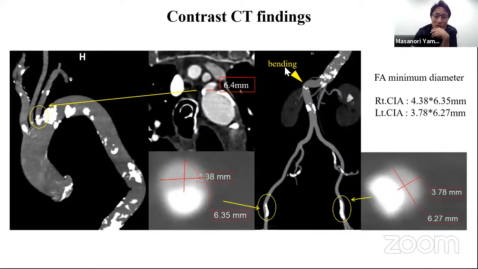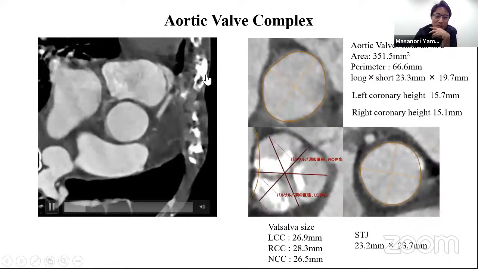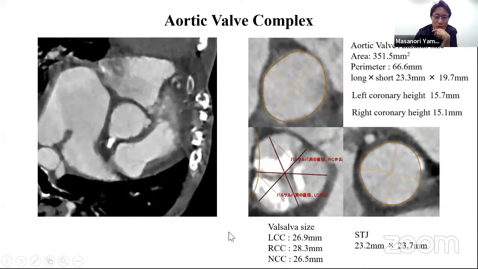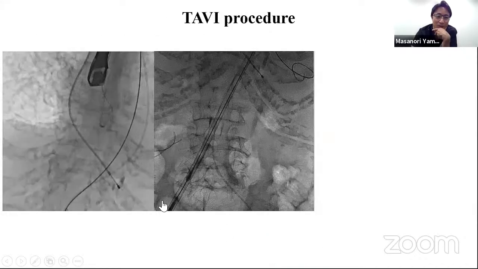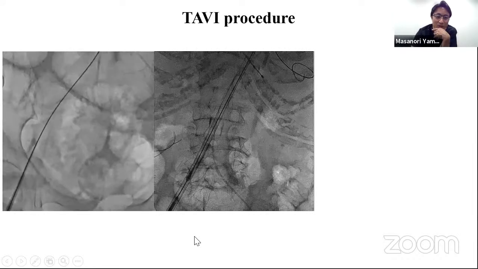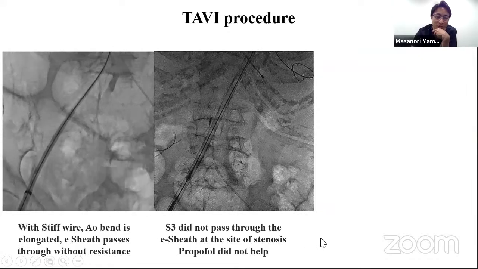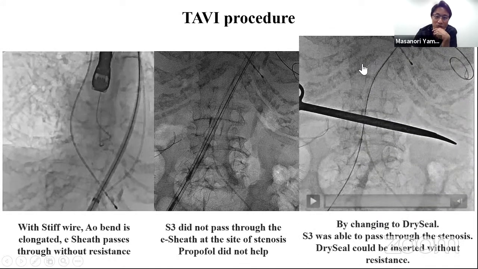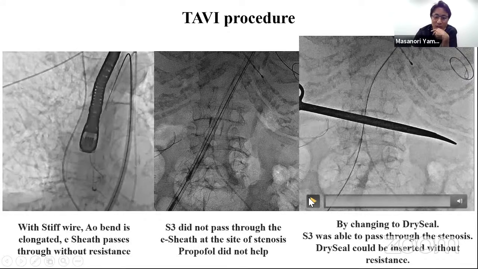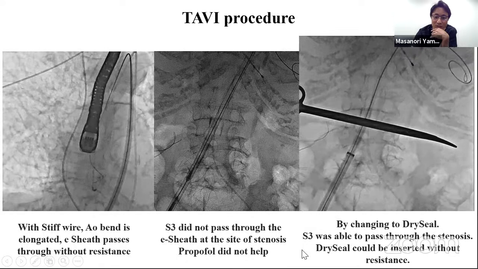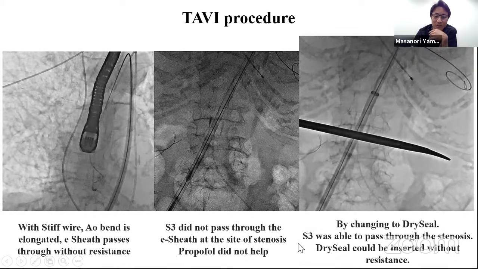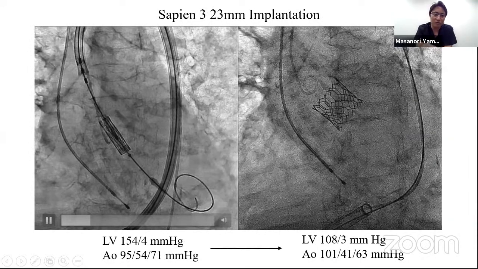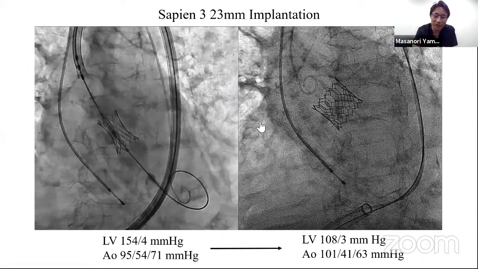And this is the contrast CT finding before the procedure. The aortic valve complex shows a relatively large amount of calcium on the aortic root, but it's suitable for TAVA. And we did the TAVA via transfemoral approach with stiff wire, choosing the Sapien 3 valve, but the eSheath did not cross. By changing the dry seal, the S3 was able to pass through without resistance. It is a technical point. And finally, the Sapien 3 23 millimeter was successfully deployed without any complications.